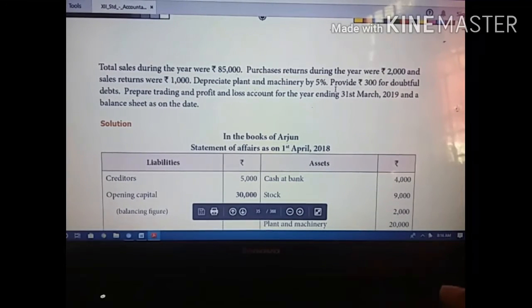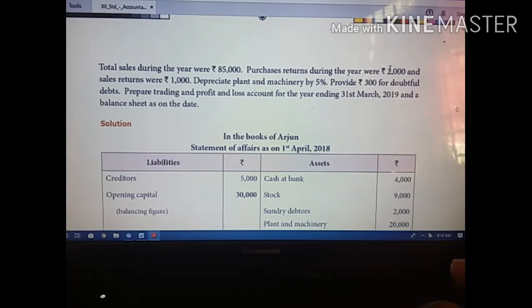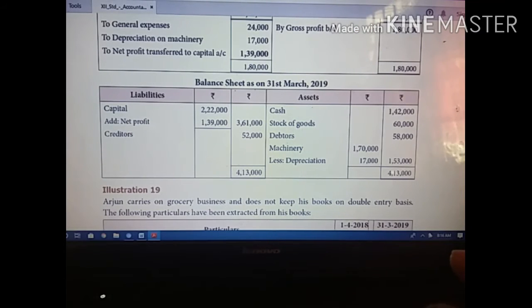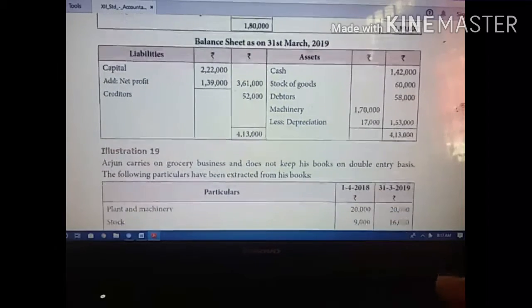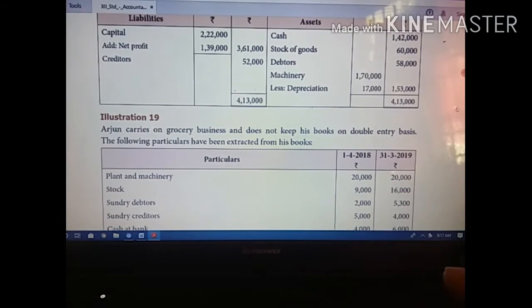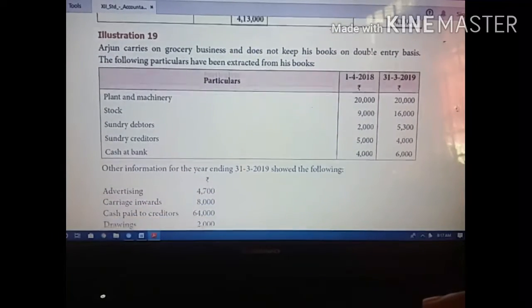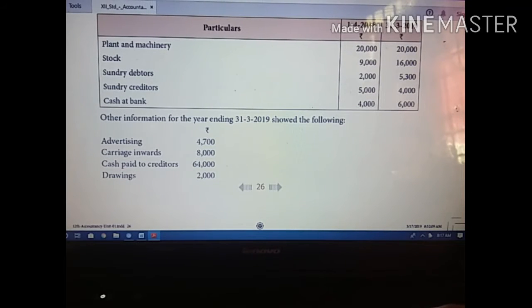So purchase return also they are given, 2000. So these two things only are available for preparing a total creditors account. And we have an opening creditor and closing creditor also. So opening creditor they are given, closing creditors also they are given. So then cash paid to creditors, then purchase return. So these four items only are available to prepare a total creditors account. So based on that we are going to open.